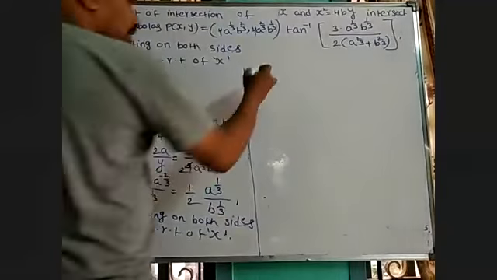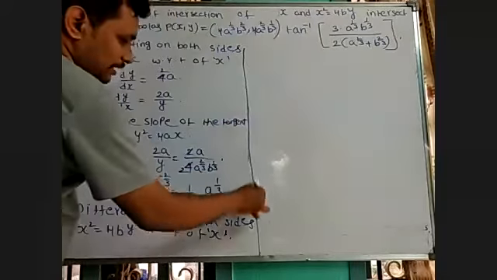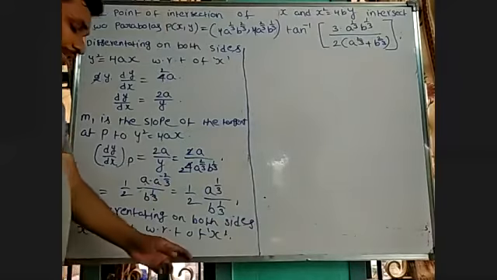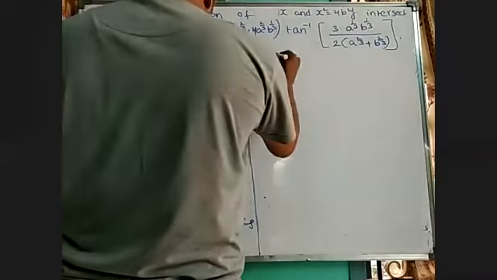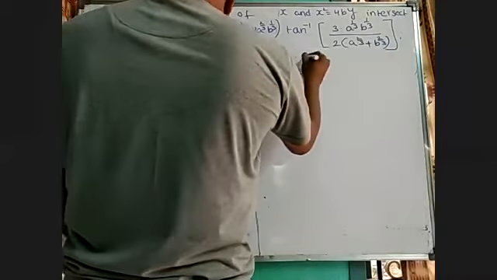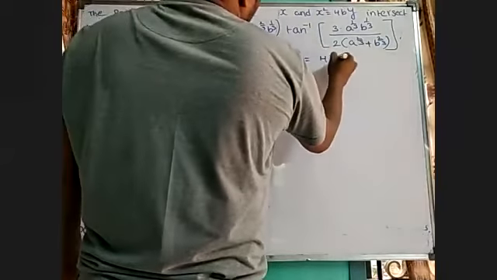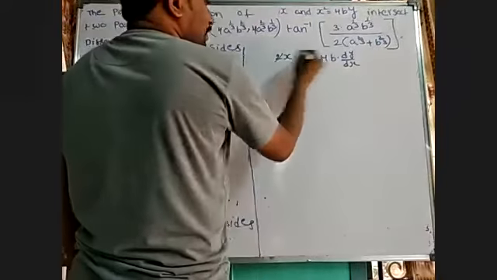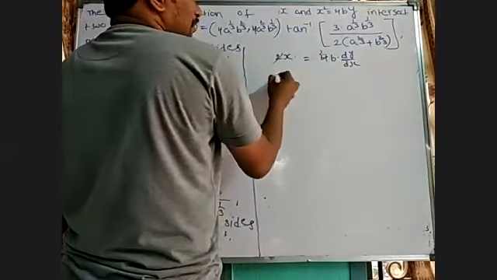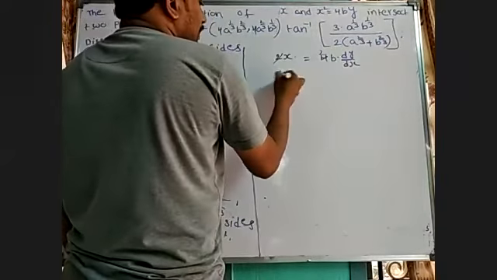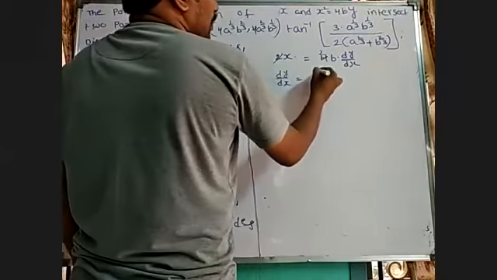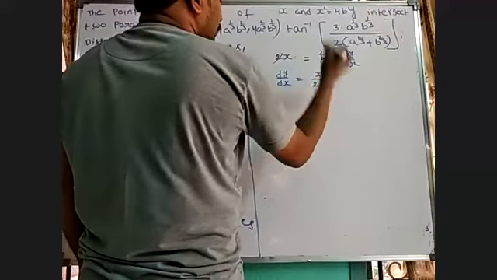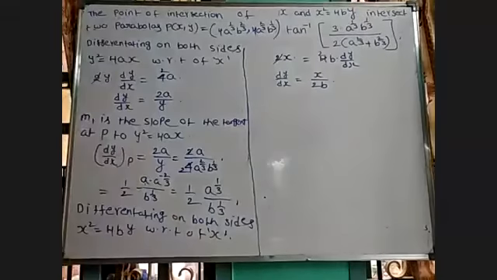Next, differentiating both sides with respect to x, x square equals 4by. If you differentiate, what do we get? 2x plus 4b into dy by dx. From this, the 2 gets cancelled. What do we write? dy by dx is equal to x by 2b. We are writing x by 2b.